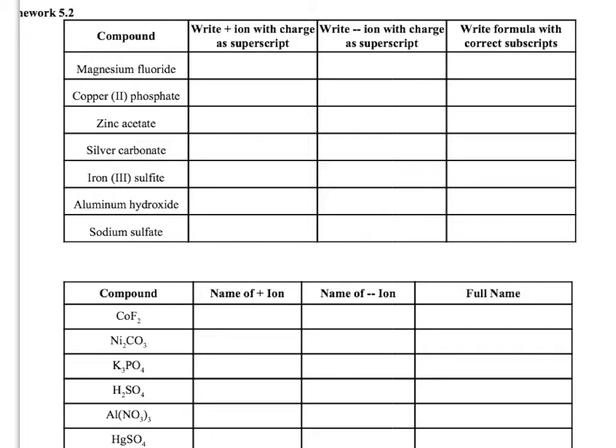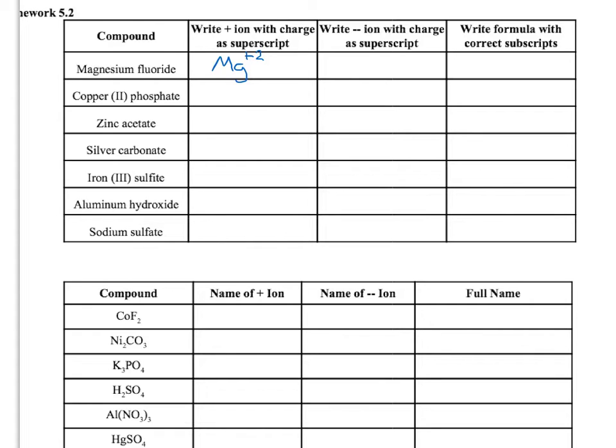I'll go ahead and do the first one here, magnesium fluoride. And in the first column it says to write the plus ion, or the positive ion, with the charge as the superscript. The positive ion here is going to be magnesium because it's a metal, so we'll write Mg. And then the charge here, magnesium normally has 2 valence electrons. It wants to lose those 2, so the charge is going to be plus 2. So in that box you should have Mg plus 2, or magnesium plus 2.